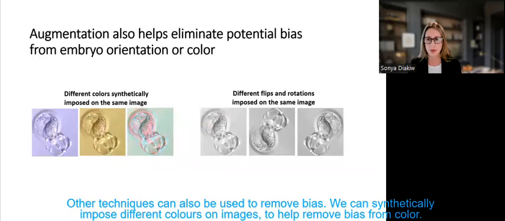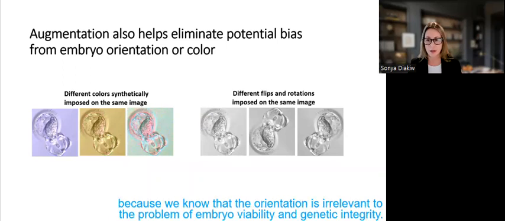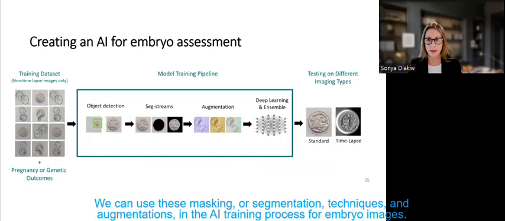Other techniques can also be used to remove bias. We can synthetically impose different colors on images to help remove bias from color. And we can flip and rotate the image to ensure that the orientation of the embryo is not a factor in training, because we know that the orientation is irrelevant to the problem of embryo viability and genetic integrity. We can use these masking or segmentation techniques and augmentations in the AI training process for embryo images.